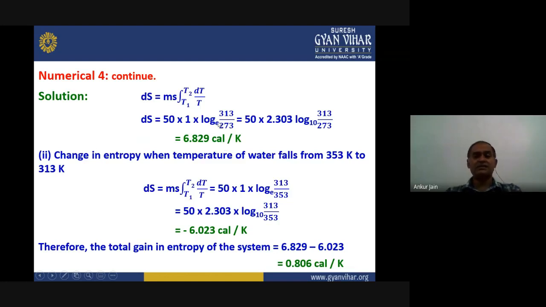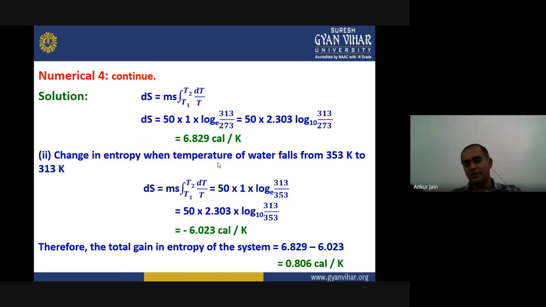But remember, this is log to the base e. We need to convert to base 10 to solve this problem. So first we will multiply by 2.303 into log base 10 of 313 divided by 273. So the answer of this will be 6.829 calorie per Kelvin. Okay, this is the first part, which is from 0 to that intermediate temperature 313 Kelvin.